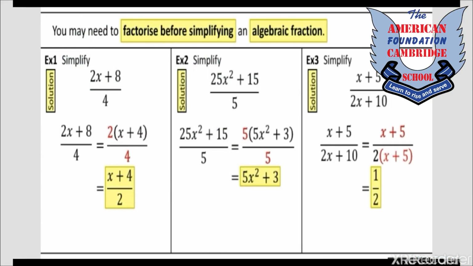So the main point is this, that you are supposed to factorize the numerator and denominator before simplifying an algebraic fraction. Consider example number 1. Simplify 2x plus 8 upon 4. Extract the common factor 2 from the numerator. You will have x plus 4 in the bracket, and then you can reduce 2 with the denominator 4.